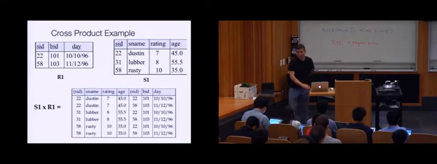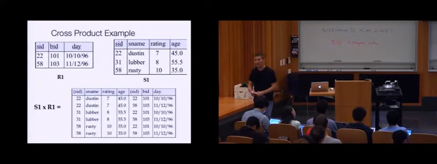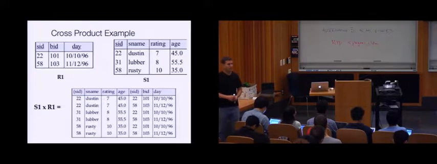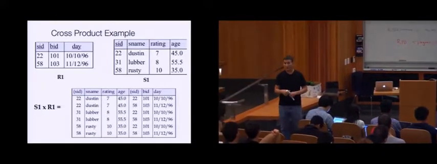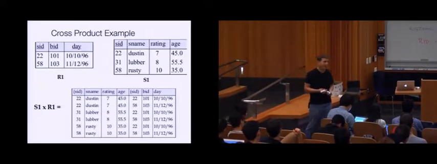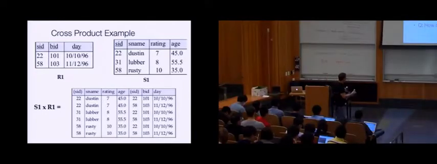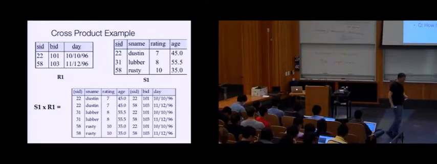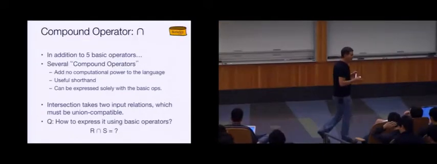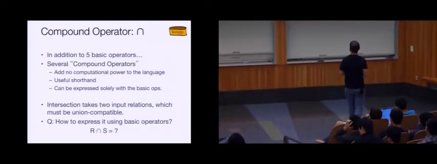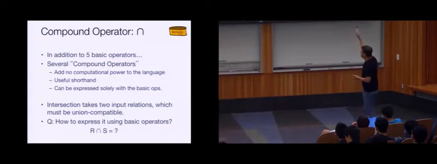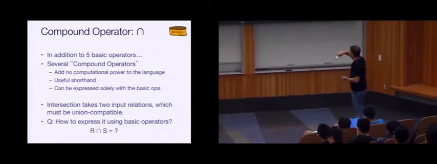Now, intersect we would have expected to see, but we don't need intersect in the language. Intersect is just a composition of operators we've already seen. Okay, but it's handy. So let's define intersect with respect to the other operators. There are a bunch of operators we like; they're essentially macros on the basic 5. They add no computational power to the language. They're just shorthand macros. You can express them with the basic ops.